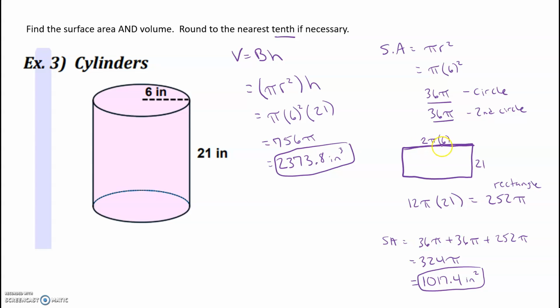So circumference is 2 pi r. So I did 2 pi, my radius was 6. 2 pi r gets me that circumference. And then to find the area of that rectangle, base times height or length times width, area of a rectangle. And that's where we got the 252. All right, so add up all your surfaces and that gets you your final surface area.